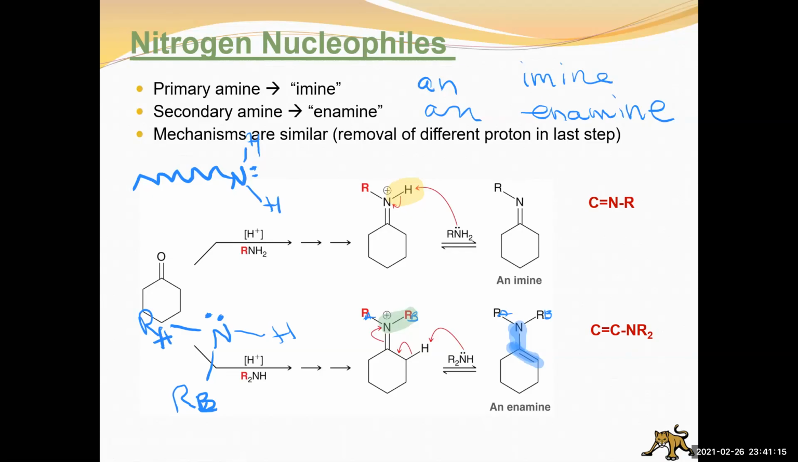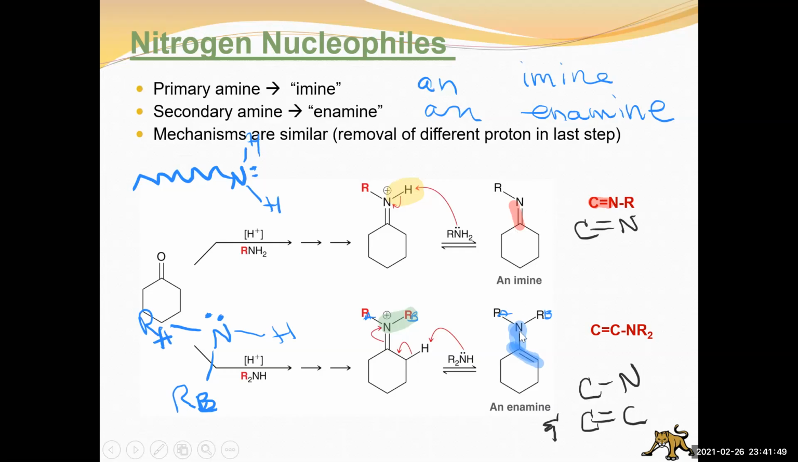Let's see, I don't know what color to use for that. So you're looking at that difference between having the carbon-nitrogen double bond versus a carbon-nitrogen single bond in conjunction with a carbon-carbon double bond. So do you think that if you were doing IR on these compounds, you could tell them apart?